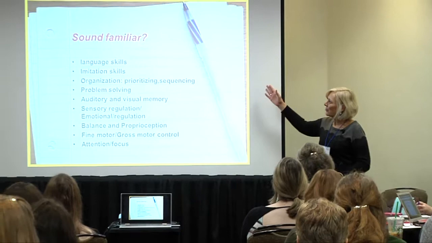Sensory regulation, my visual, my eyes and hands working together, and again, my attention and focus, being aware of where my body is in space, being able to self-regulate. Again, all the executive functioning areas we talked about. The list is endless. And then let's take a look at the list of what is needed for writing and a challenge for our kids with executive functioning problems. Language, imitation, organization, problem solving, sensory regulation, and so on.